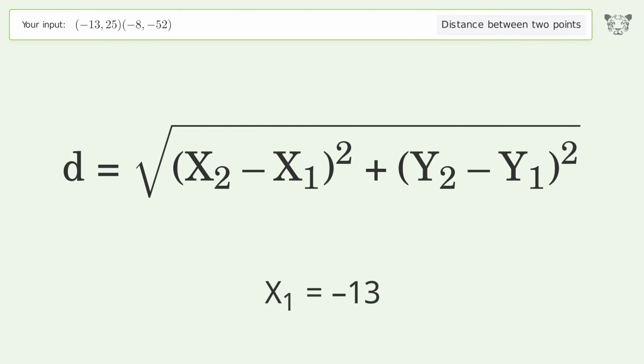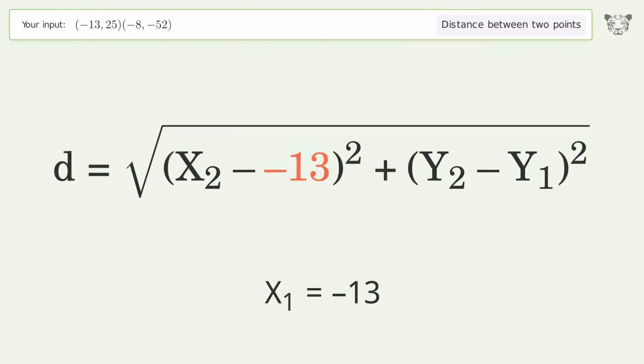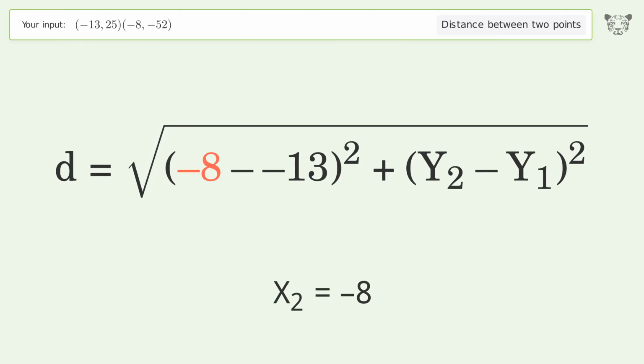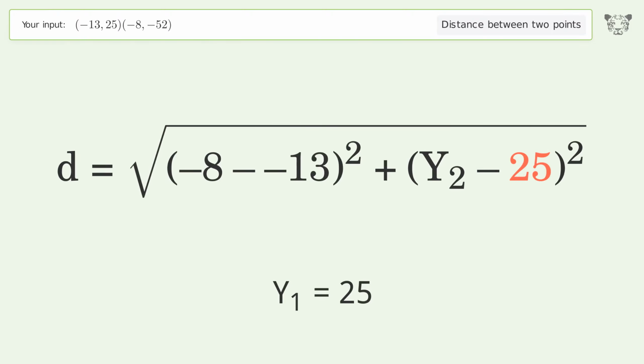x1 equals -13. x2 equals -8. y1 equals 25. y2 equals -52.